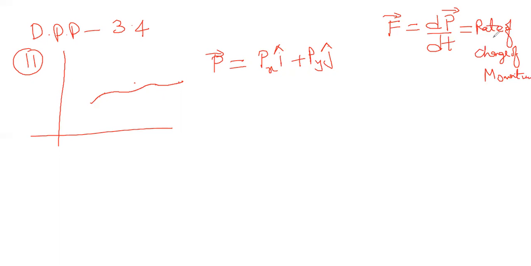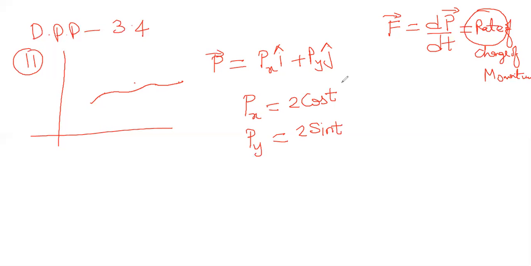When they say rate, remember this: the word rate means by time, and change means d by d. So force and momentum are related like this. In the question they have given Px as 2 cos t, and Py, the y component momentum, as 2 sin t. They are giving it in terms of t because we are differentiating with respect to t.